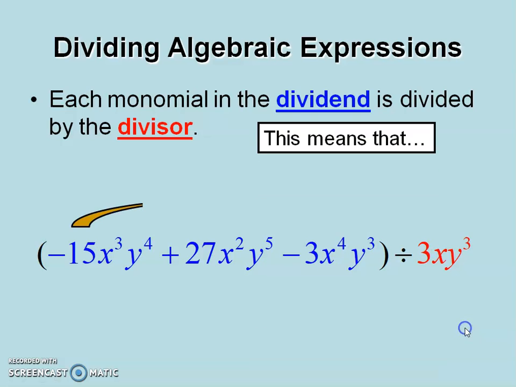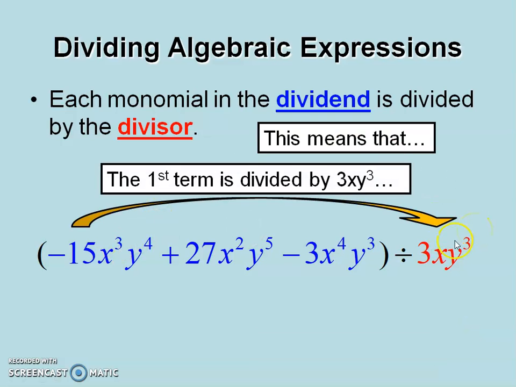So this one here gets divided, and when we do that division, we follow the rules just like multiplication, where we divide the coefficient by the coefficient, and for the variables, for the powers, we subtract exponents if it's the same variable. So this quotient is negative 5 x to the power 2, because 3 minus 1, and y to the power 1, 4 minus 3, and so we just write y.